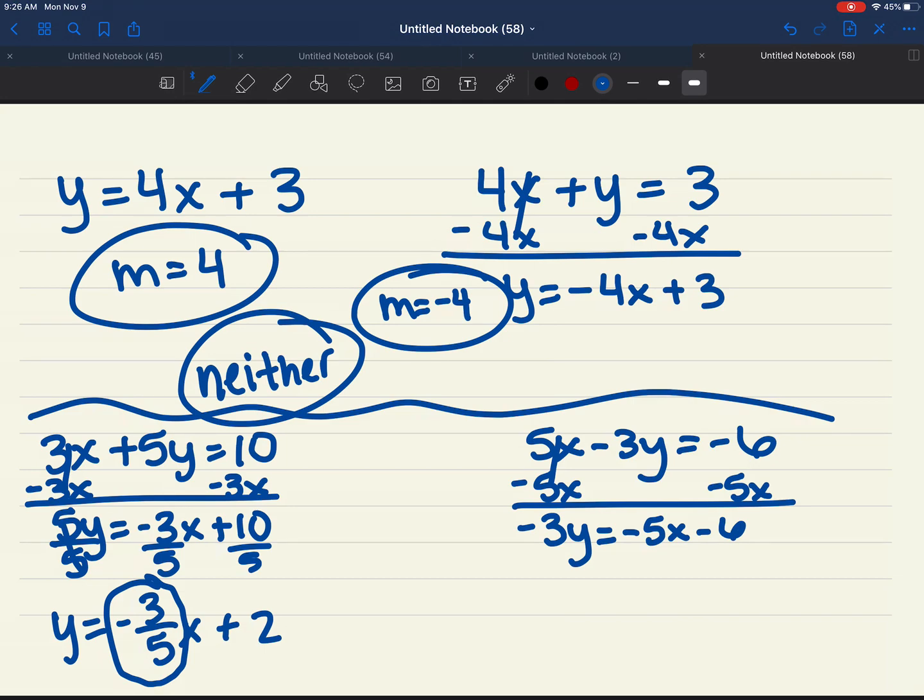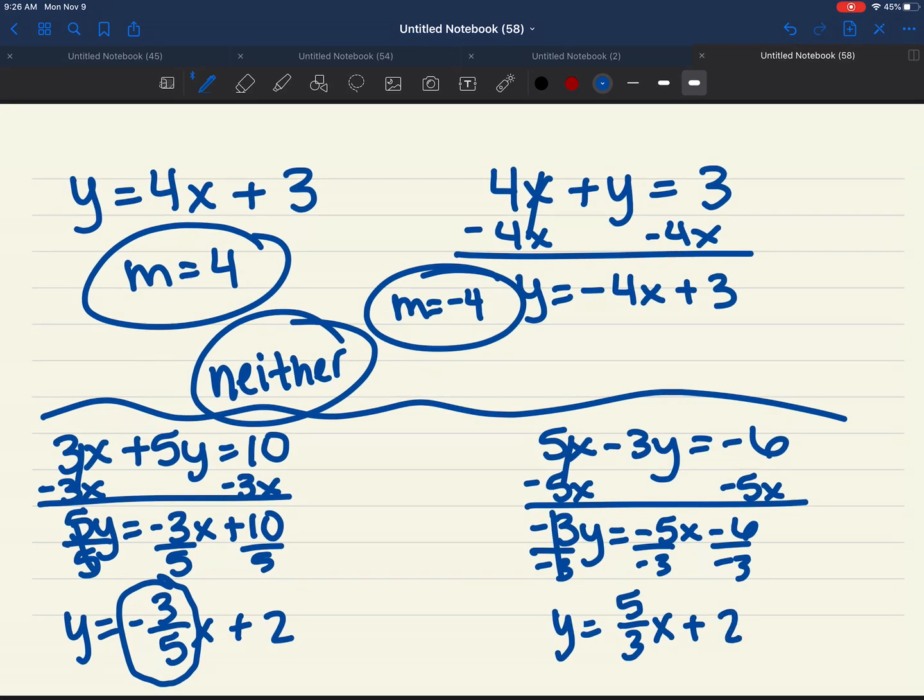And then the only other thing you'd have to do to get y by itself would be to divide by negative 3. Okay? Very good. All right, so when you divide by negative 3, you would get y is equal to positive 5/3 x. Why is it positive? Because there's two negatives. Same thing at the end. Negative 6 and negative 3 would give you positive 2.